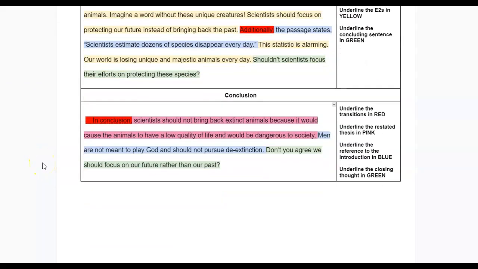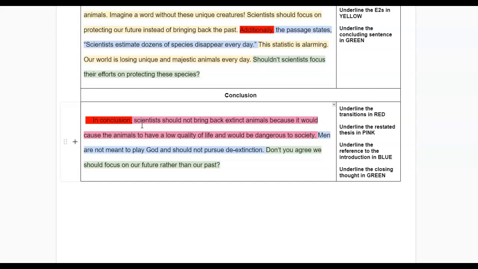So after we have our introduction, our 2 body paragraphs, our counter argument, the last paragraph of the essay is the conclusion paragraph. The conclusion paragraph is always going to start with a transition, which we are underlining in the color red. And the transition that I always like to end with is in conclusion. Those 2 words let our audience know that we are wrapping things up. And then we restate our thesis. So literally what I did was took the thesis statement from the introduction paragraph and I just copied and pasted it. So it says the same thing that we put in the introduction paragraph.